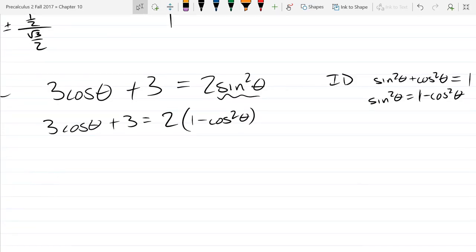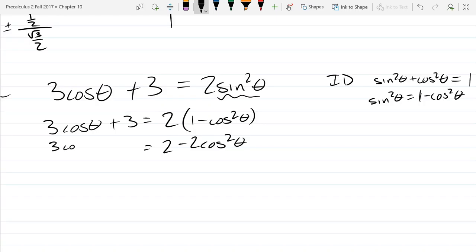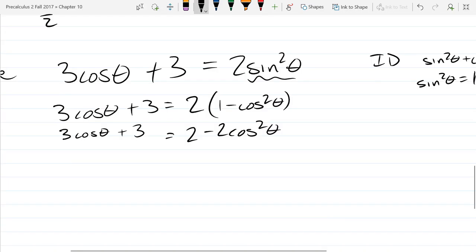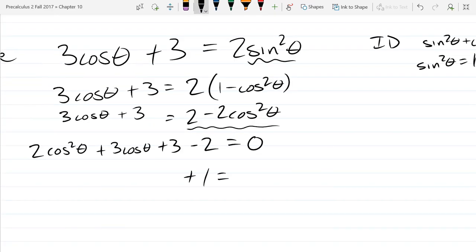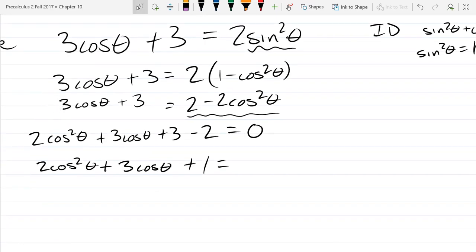When it comes to solving, generally you want to get all your variables on one side. So I'm going to get all the cosine thetas on one side. We'll distribute first. I like my squared term to be positive, not negative, so I'm going to add it to both sides. This gives us 2 cos squared theta plus 3 cos theta plus 3. I'm also going to subtract the 2 to the other side. All I did was move those two terms to the other side. Plus 3 minus 2 is plus 1. Are there any algebra questions getting down to this last line?